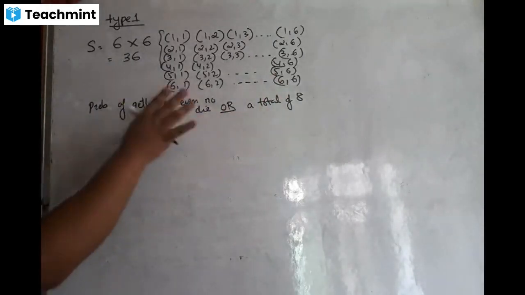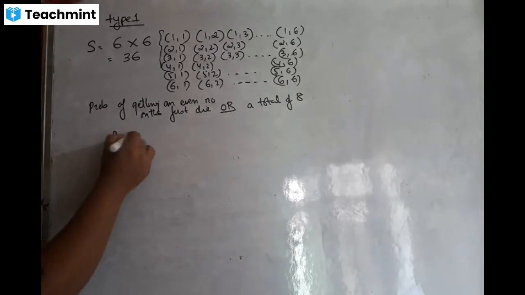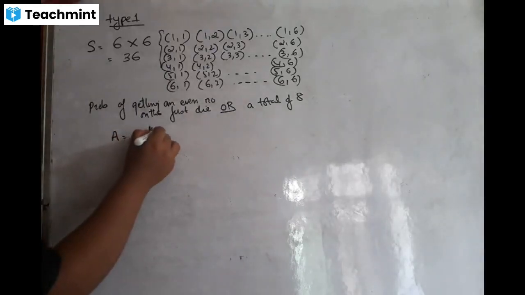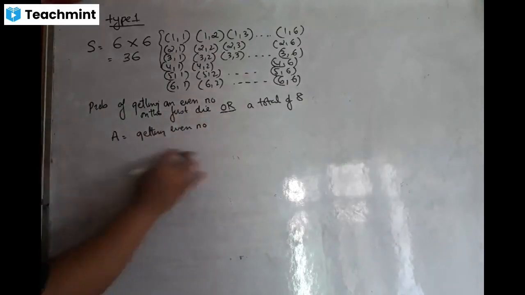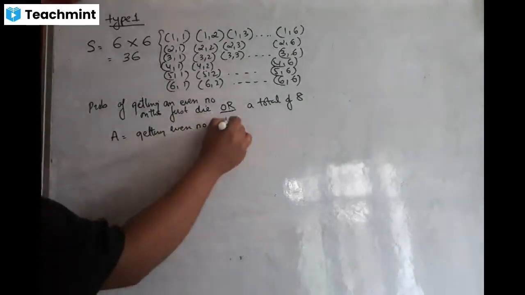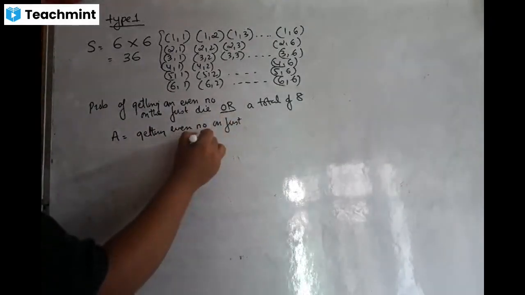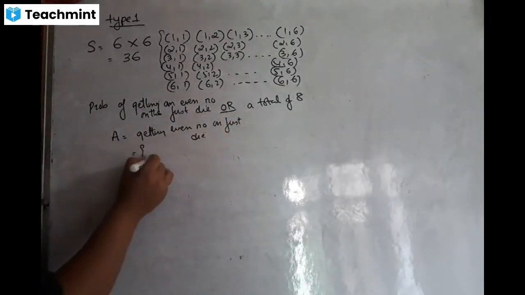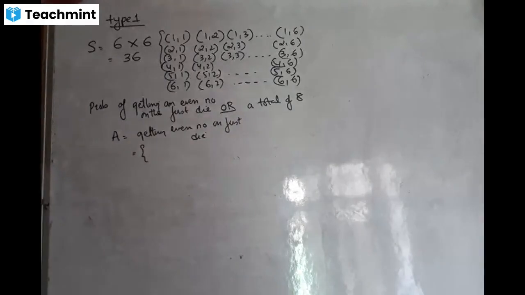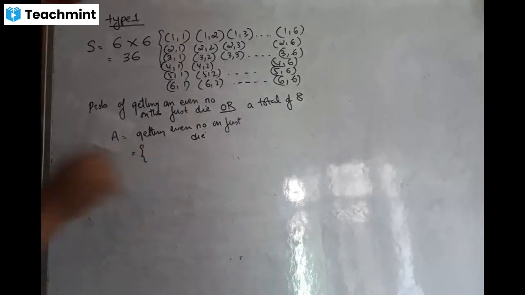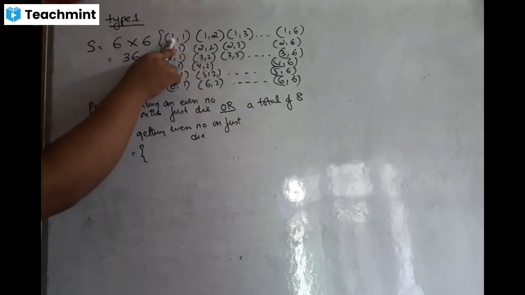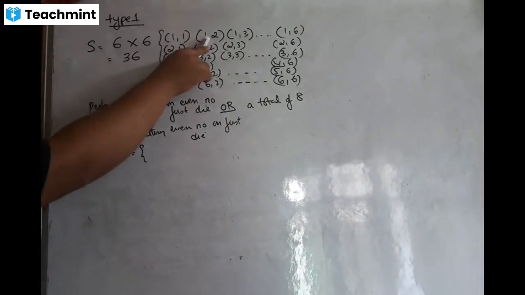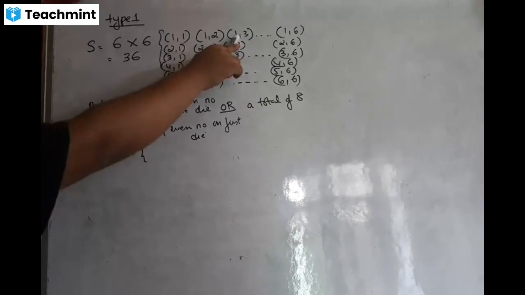So let the first event be A. So what is A? Getting an even number on the first die. So what could be the outcomes that are favorable to this event? I need an even number on the first die. That means, can I take this? No, because the first term is 1. Can I take this? No. Can I take this? No.